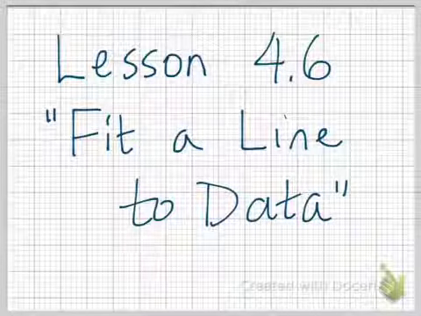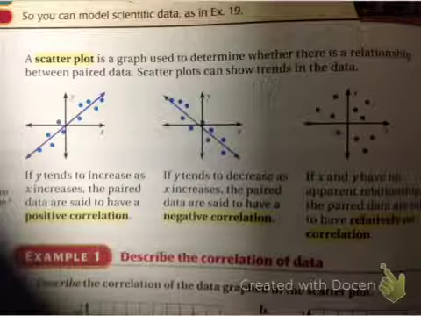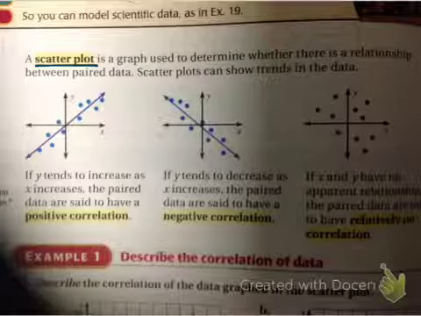Lesson 4.6, Fit a line to data. What this means is that we're going to learn how to write equations of lines that represent actual data where paired information has been plotted. We've talked before about a scatter plot, and a scatter plot is simply a graph that's used to determine the relationship in paired data. And they can also tell us trends, or we can use them to predict future values of the quantities represented in the relationship.